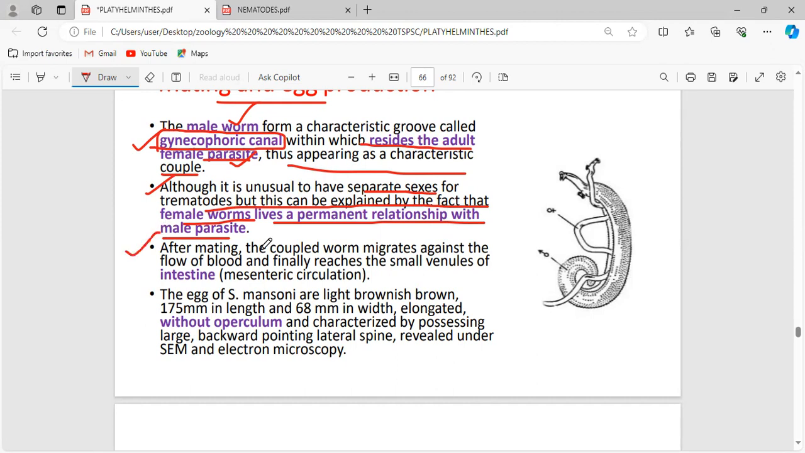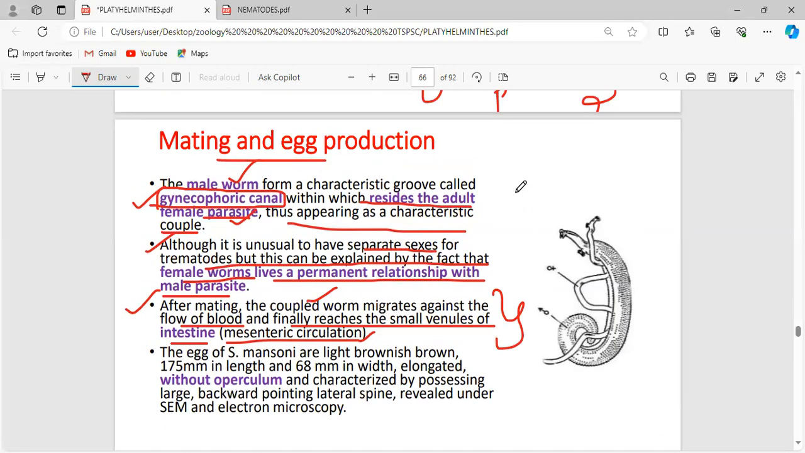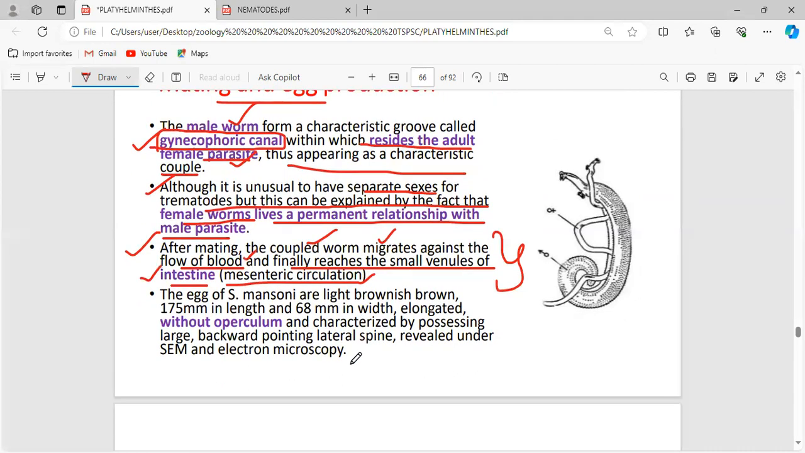Clear? And after mating, the coupled worms migrate against the flow of blood and finally reach the small venules of the intestine, that is, the mesenteries, particularly the mesenteric circulation. We have to know that Schistosoma is a blood fluke, so obviously they are going to feed on the blood. They migrate along with the blood, and finally it reaches the intestine.